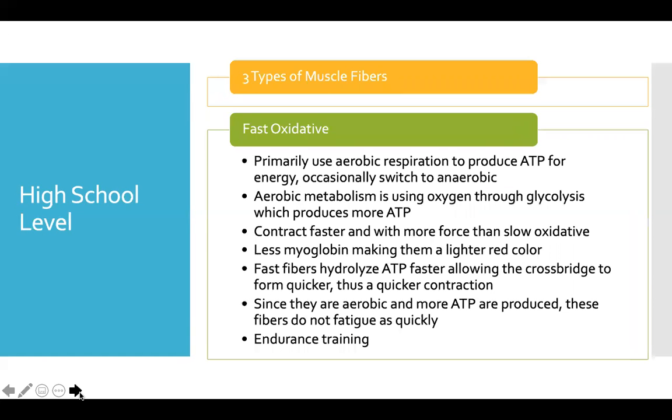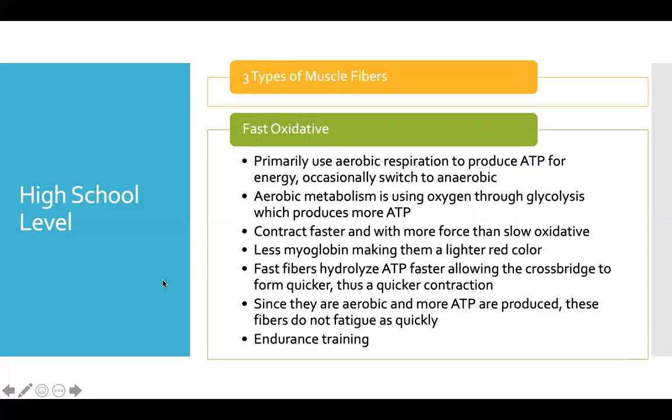The next type of muscle fiber is fast oxidative. These primarily use aerobic respiration to produce ATP for energy, but they occasionally switch to anaerobic, which is not using any oxygen. Aerobic metabolism is using oxygen through glycolysis, which is metabolism to produce more ATP.